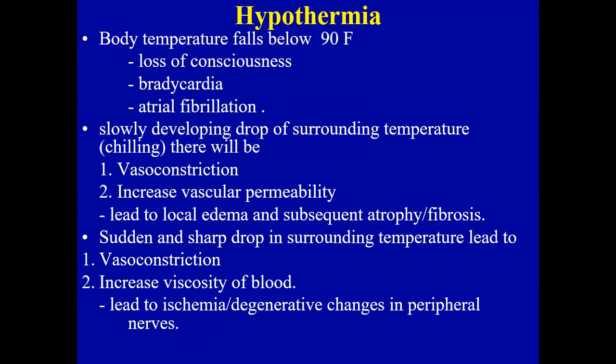Hypothermia, when the body temperature falls below 90 Fahrenheit, causes loss of consciousness, bradycardia, and atrial fibrillation. Slowly developing drop of surrounding temperature, chilling, there will be vasoconstriction, increased vascular permeability, leading to local edema and subsequent atrophy and fibrosis. Sudden and sharp drop in the surrounding temperature leads to vasoconstriction and increased viscosity of blood, leading to ischemia and degenerative changes in the peripheral nerves.